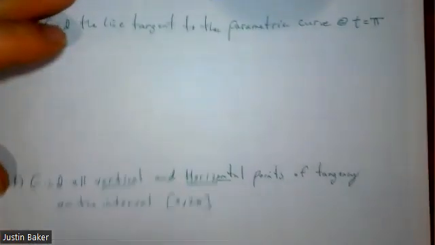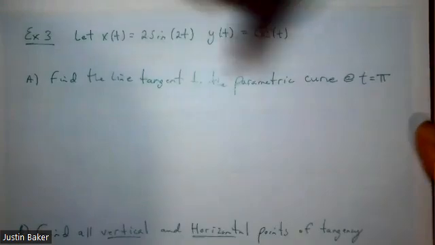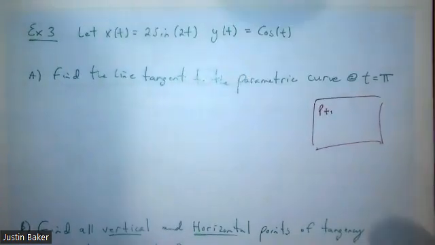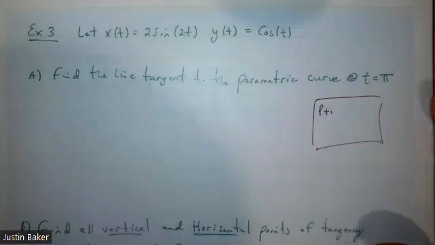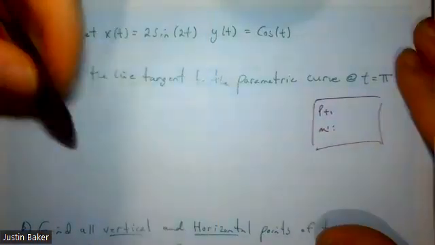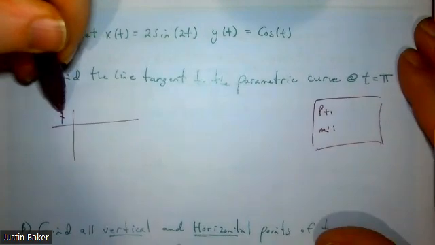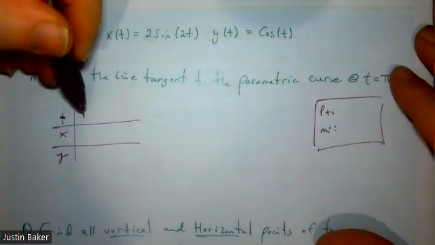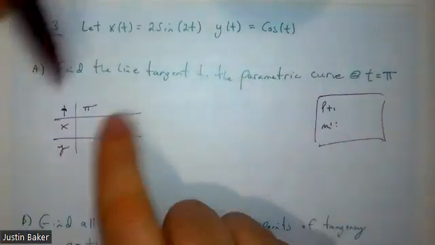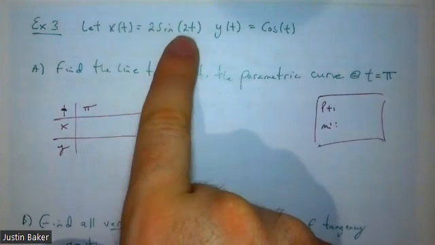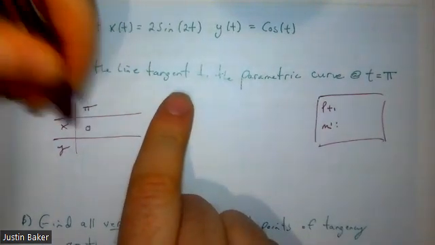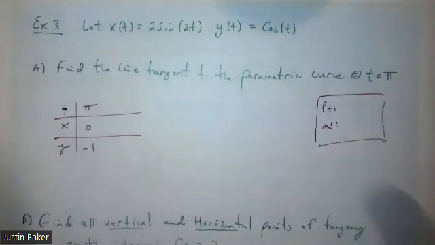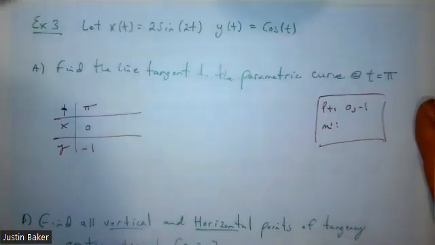Okay, so same kind of thing. We should make a box. And our box is going to have the point, and I need a slope underneath it. So we're going to go off to the side, make a table, and that's going to be T, X, Y. And the t value is pi. So if we plug pi in, sine of 2 pi is 0. And if we plug pi in over here, cosine of pi, that should give us -1. So that's the point, 0, -1.